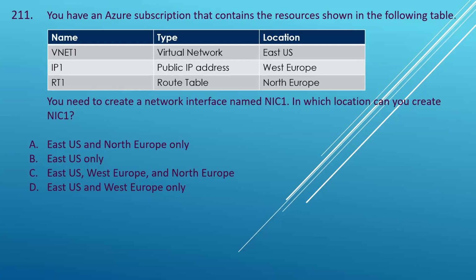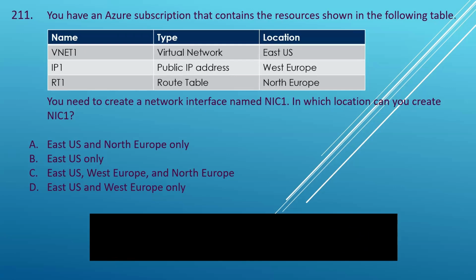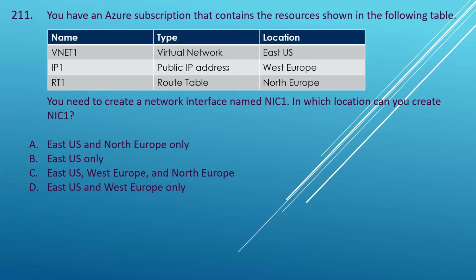You have three resources with the names VNet1, IP1, and RT1. VNet1 is a virtual network type and is hosted in East US location. IP1 is a public IP address type and is hosted in West Europe location. RT1 is a route table type and is hosted in North Europe location.